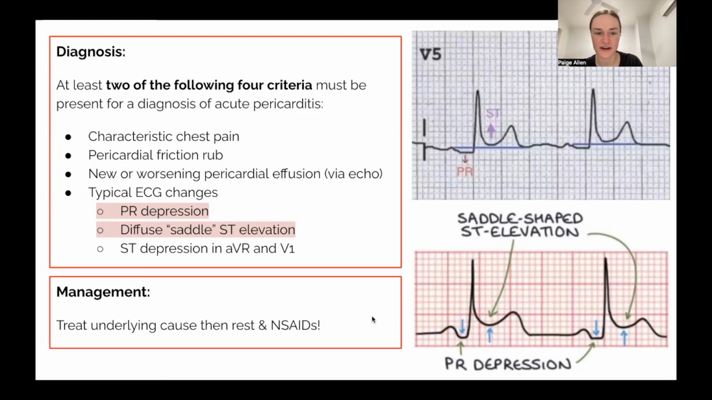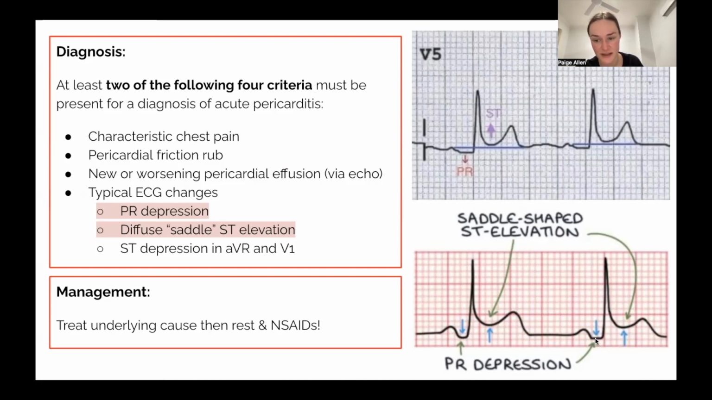So let's talk about the different kinds of ECG changes that you can see. One of the common ones is the PR depression. If you draw a line going across, you can see that these PR intervals are a little bit lower. I think this one's a better example because it's much lower. Here's your baseline between the T wave and the P wave.